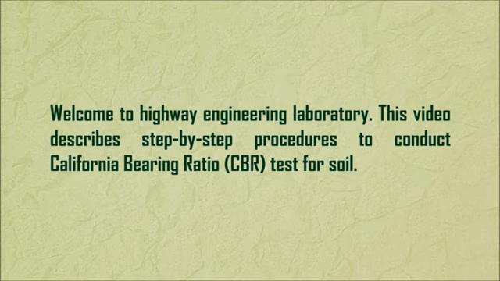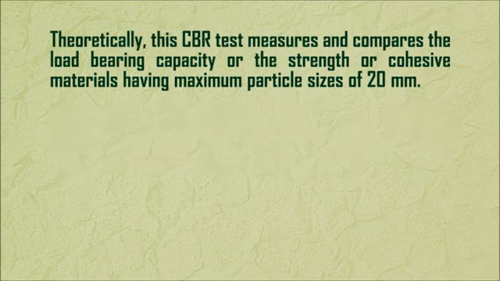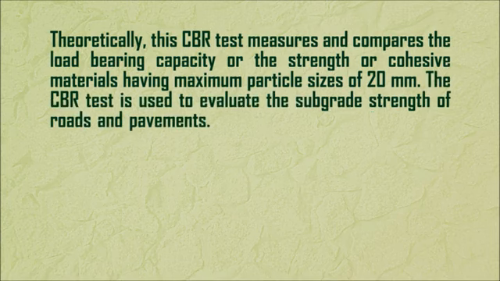This video describes step-by-step procedures to conduct the California Bearing Ratio, CBR, test for soil. Theoretically, this CBR test measures and compares the load-bearing capacity or the strength of cohesive materials having maximum particle sizes of 20 mm. The CBR test is used to evaluate the subgrade strength of roads and pavements.